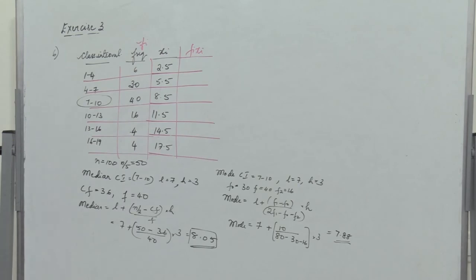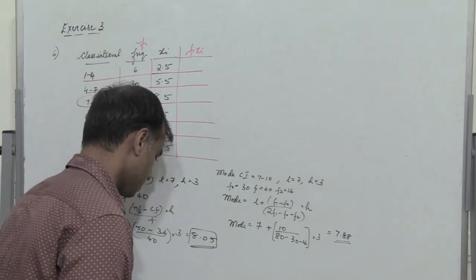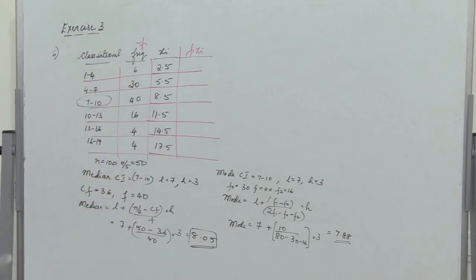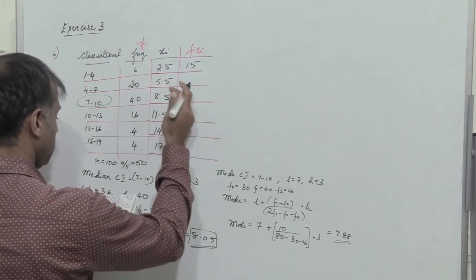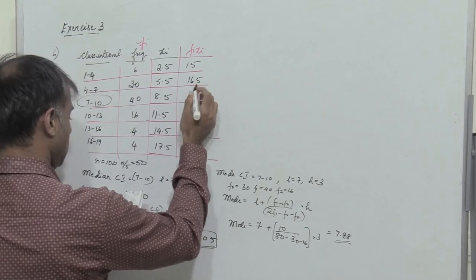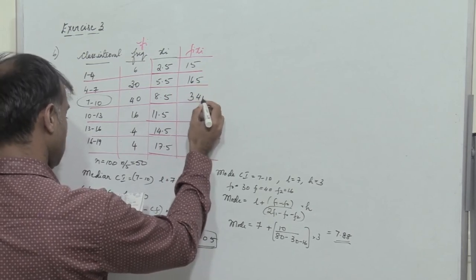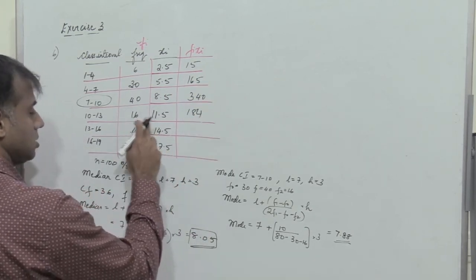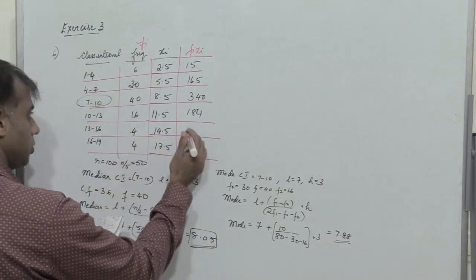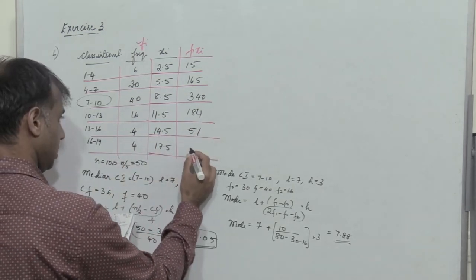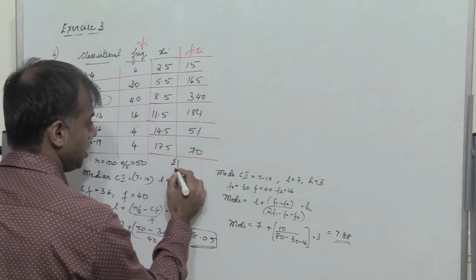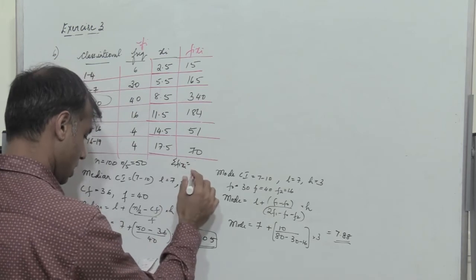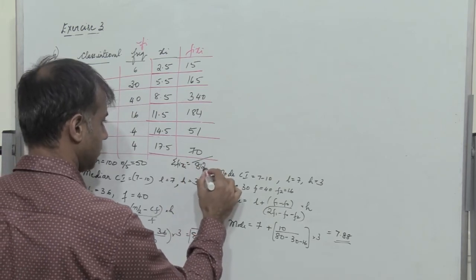Now just multiply fi into xi. Very simple. I have 2.5 into 6, which gives me a value of 15. Next 30 into 5.5 is 165, and then you have 340, then 184, that is 16 into 11.5, 4 into 14.5 is 51, and then 70. Okay, now add up all of them, summation fi xi. So what do I get? I get 825.